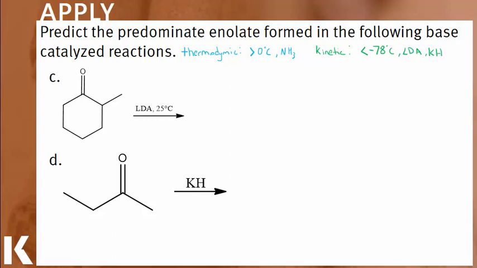This time, the temperature is different though. 25 degrees Celsius is considered a high temperature, and this takes priority over the strength of the base, so this will form the thermodynamic product, with the double bond on the more substituted carbon.